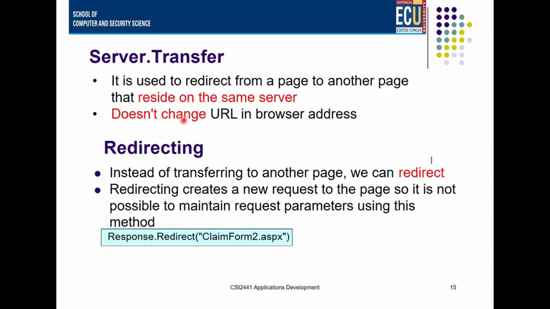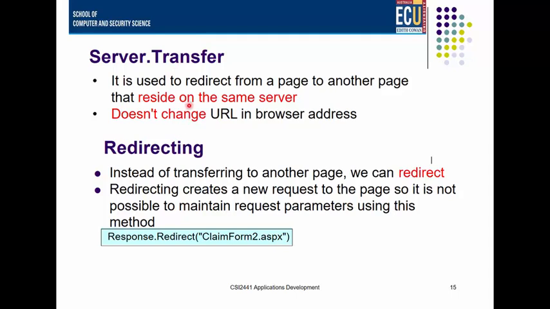And one advantage of Server.Transfer is that when you move from claim form 1 to claim form 2, this is not visible to the user. To the user it will be claim form 1 only. You may actually be on claim form 2 or claim form 3, but the URL will not change. Internally the application server is transferring to another page, and in the URL a new request is not being generated. So this is Server.Transfer.